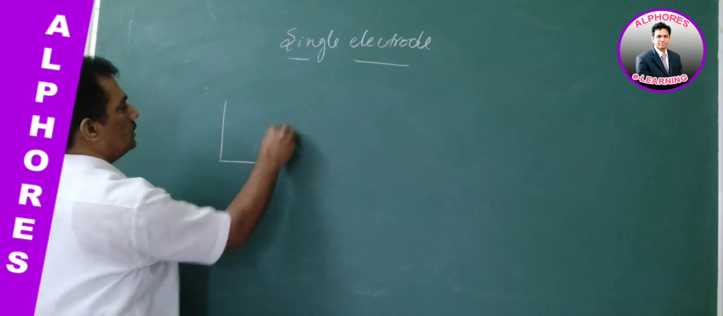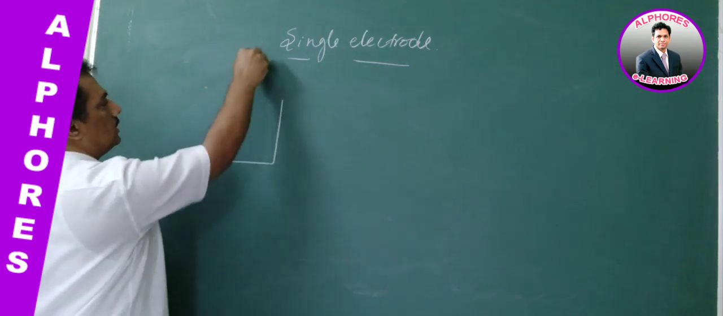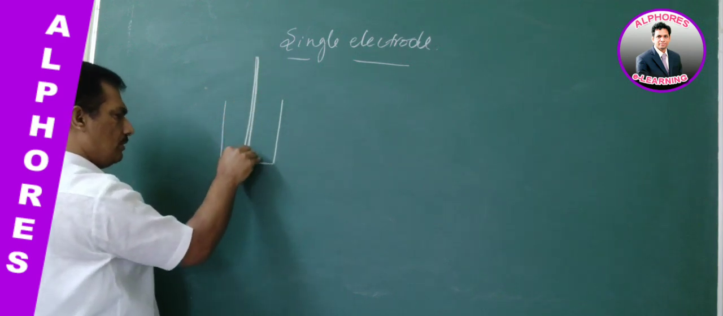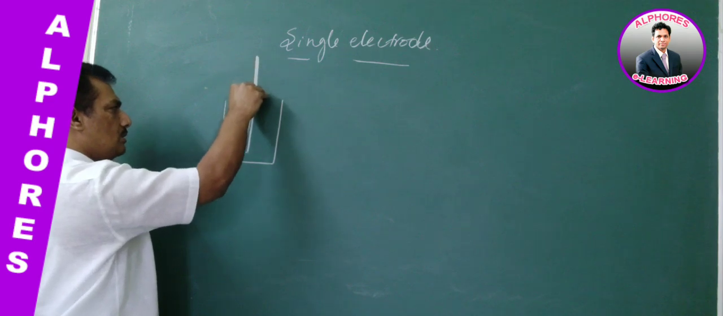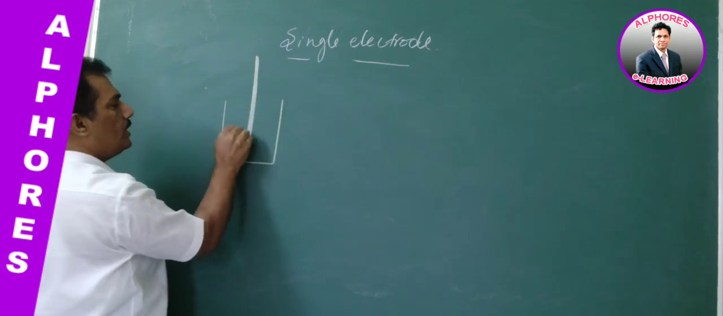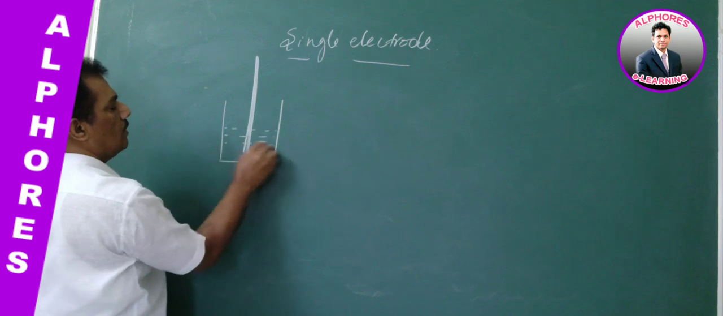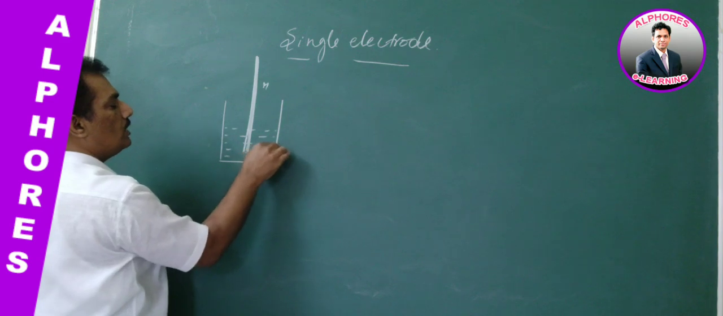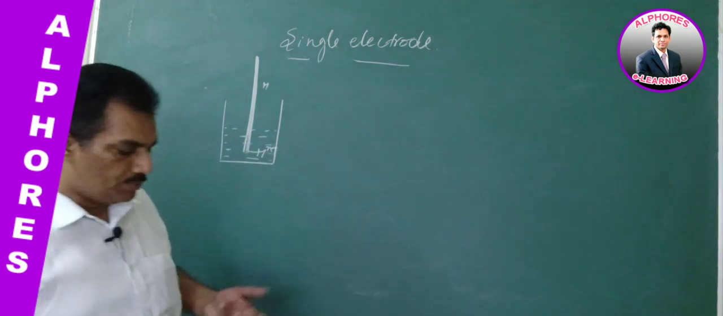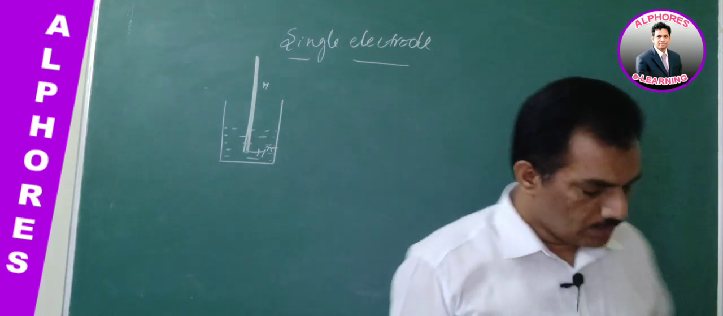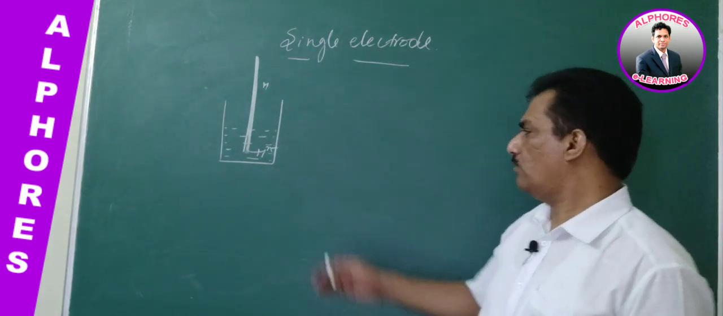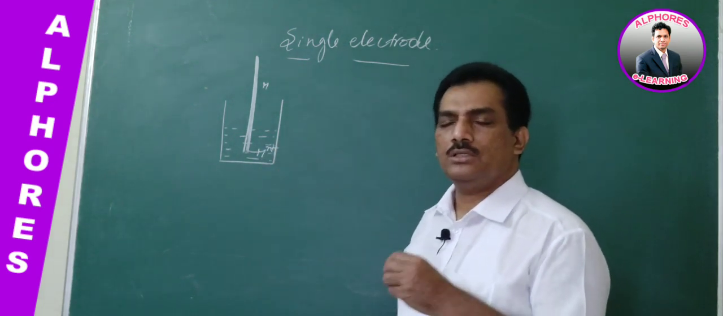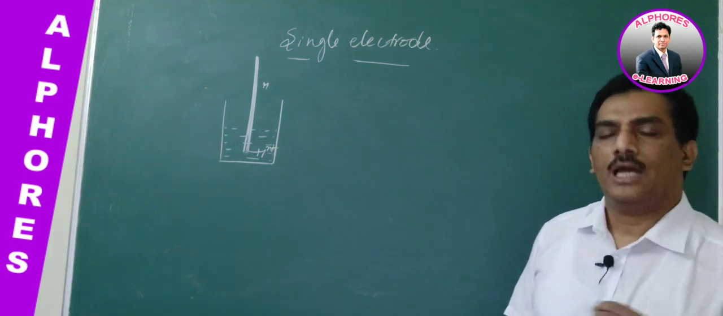Let me write one single electrode here. It is a metal. For example, imagine either zinc or copper, silver, whatever it may be. You can imagine the metal rod dipped in its own salt solution. Whatever the metal we are taking, M, its own salt solution means automatically the metal will be in cationic form, because metal never forms the anionic part. That's why we have to imagine that when it is metal, in that metal salt solution the metal is present in cationic form.